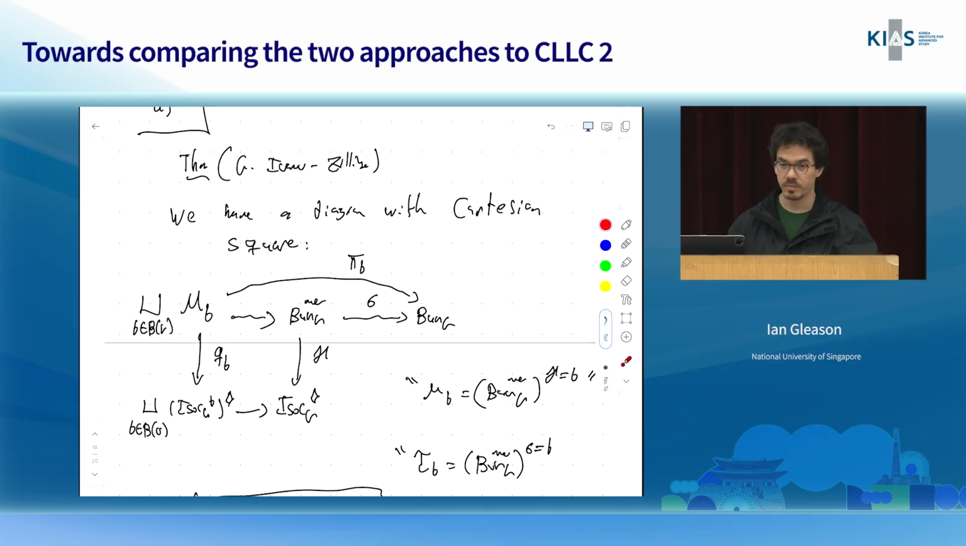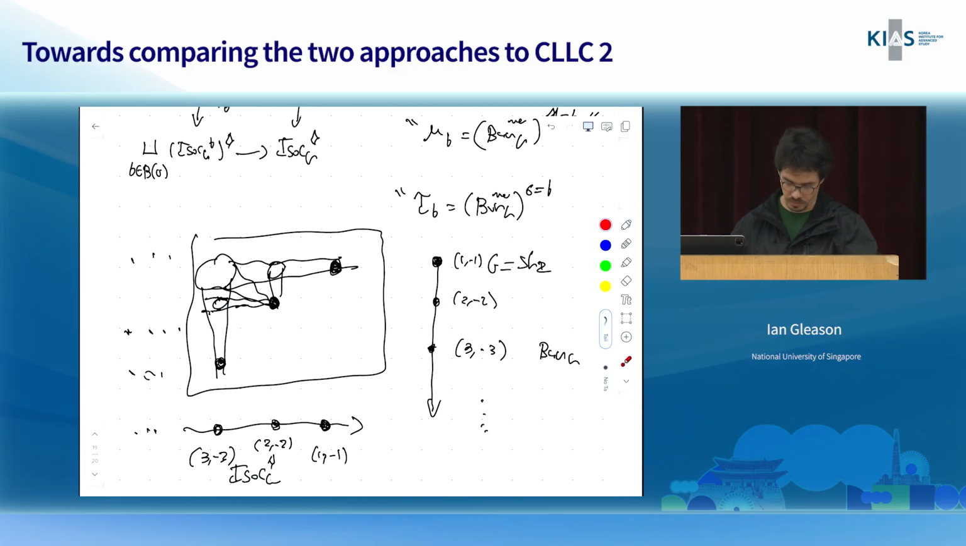Is there a reason your picture stopped there and didn't go through the basic point? It has the basic point. The basic point is, so this, in blue, this is the basic point on Isoc and the basic point in Bun G. Thanks. Yeah. My bad.